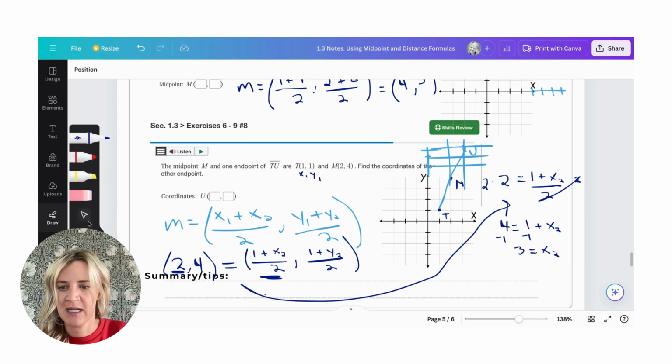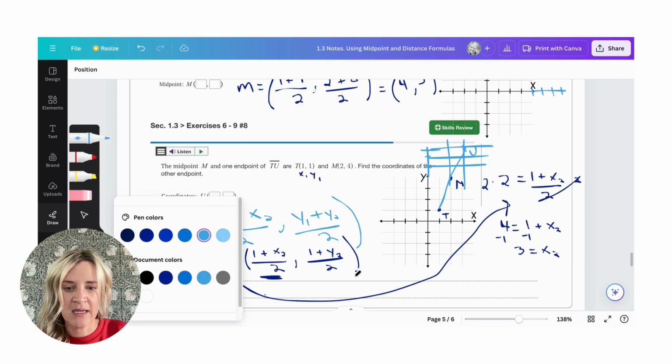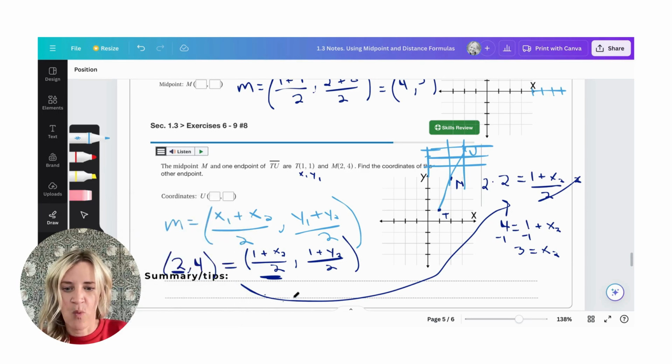Okay, let's move on here now and find our y. You're probably asking yourself why right now. The 4 is our y coordinate. So 4 is going to equal 1 plus y2 over 2. Multiply both sides by 2, just like what we did here. So then we have 8 equals 1 plus y2.